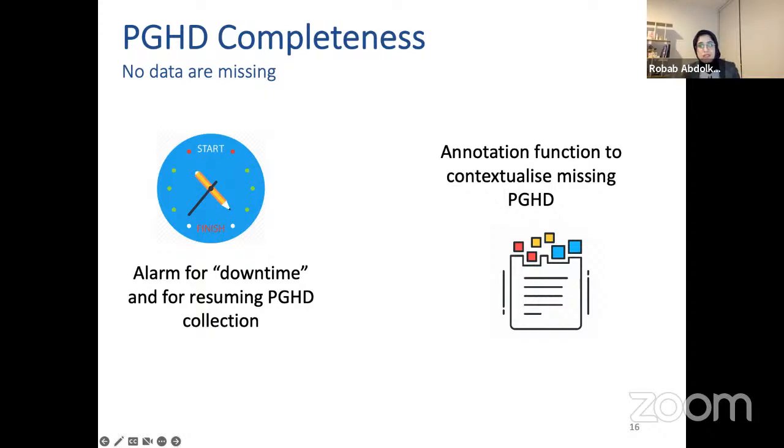There could be a predefined protocol that specifies some downtimes during a day based on clinical standards, and then resumes data collection, to make sure that sufficient data can be collected to make a decision. Also, the annotation functionality that I already mentioned in the accuracy slide would help to report the reason for missing data, to find a solution for that.